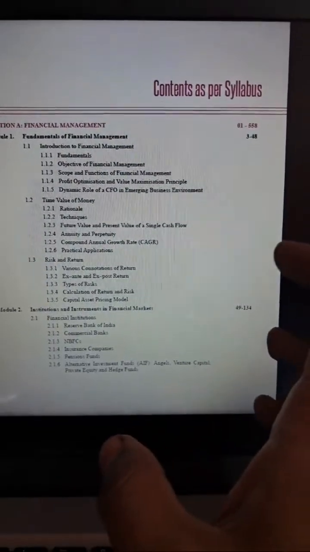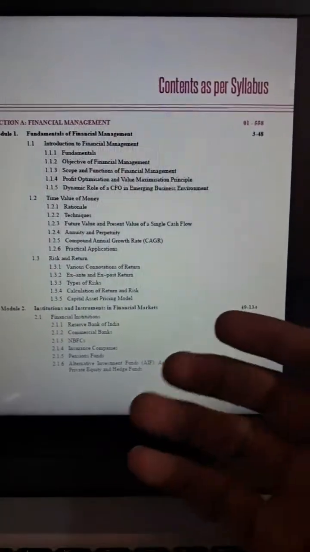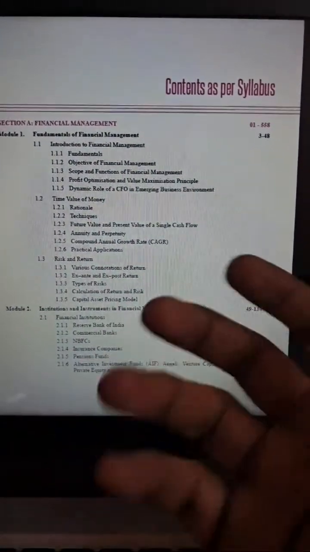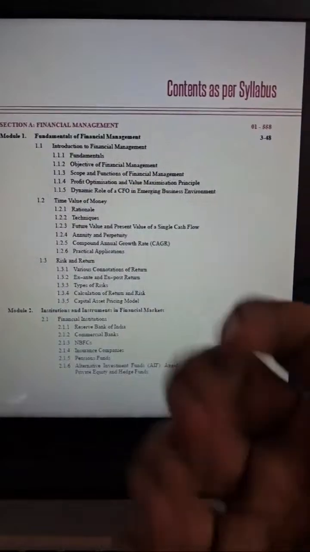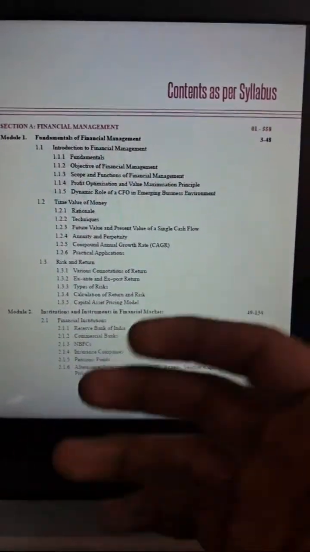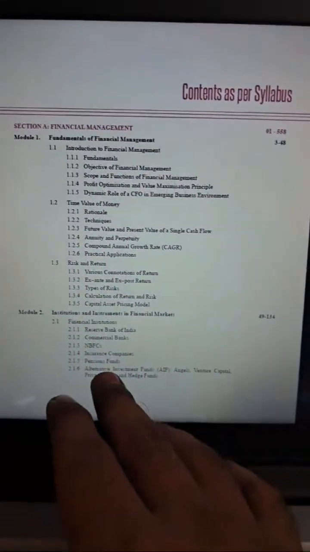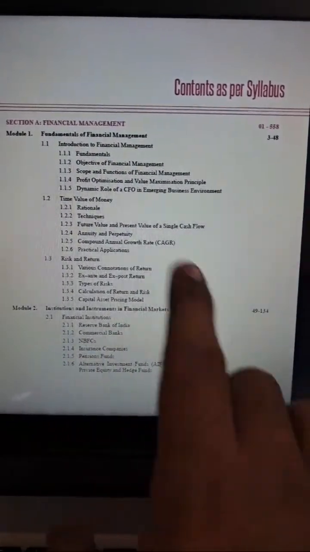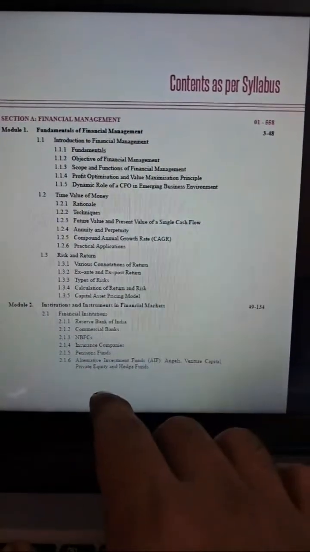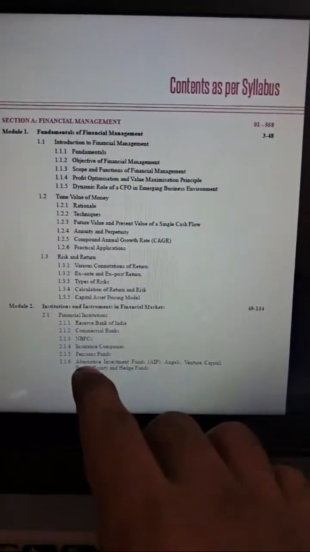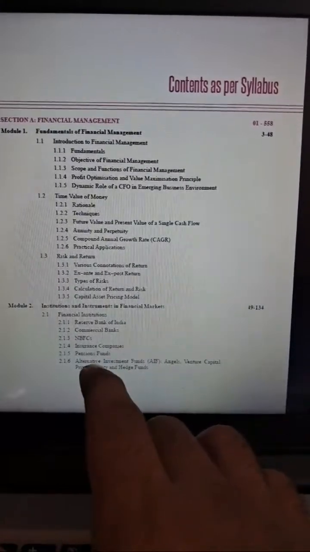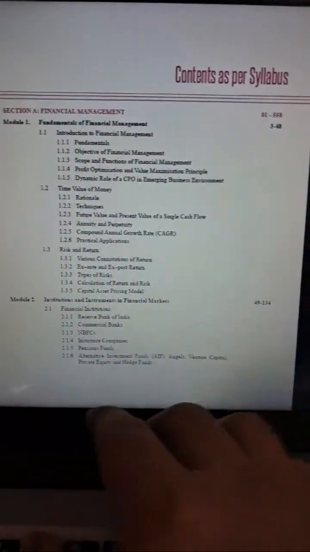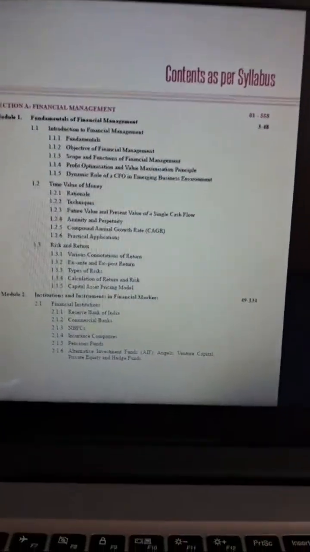What is risk? To whom is it risk? Risk depends upon what age you are, what type of awareness you have, what your goal is and what your life cycle is and so on. And then institutions, investments in financial marketing, Reserve Bank of India, commercial banks, NBFC, non-banking financial companies, insurance companies, pension funds. Let's go there about it.